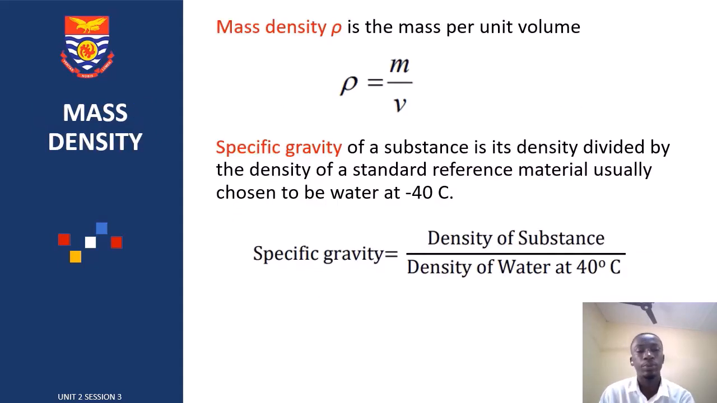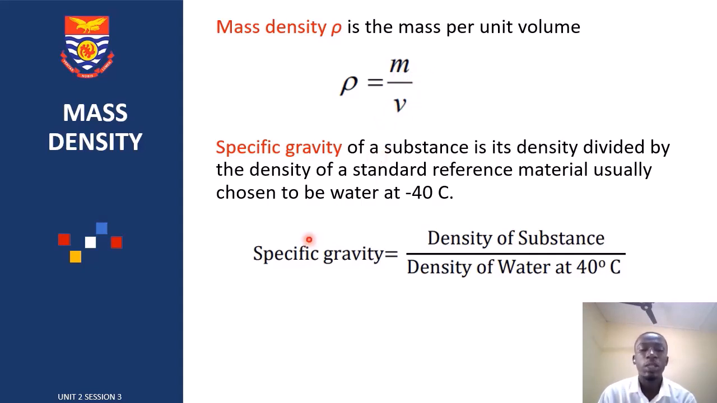Density of matter. We define density as the mass per unit volume. The mathematical expression is written as density equals m over v, where m is the mass and v is the volume. The unit of mass is the kilogram and the unit of volume is the meter cubed.